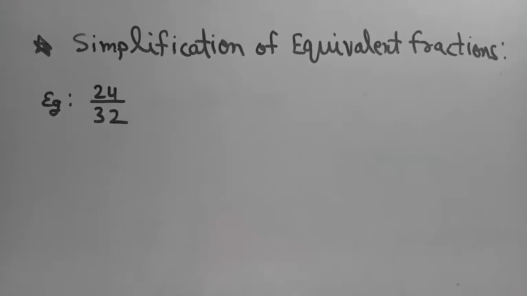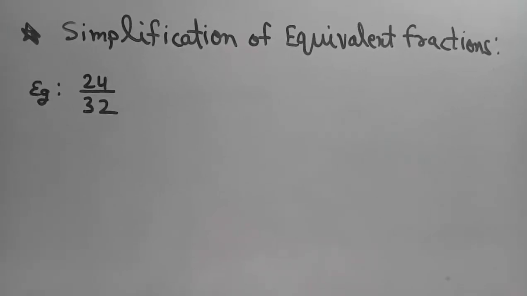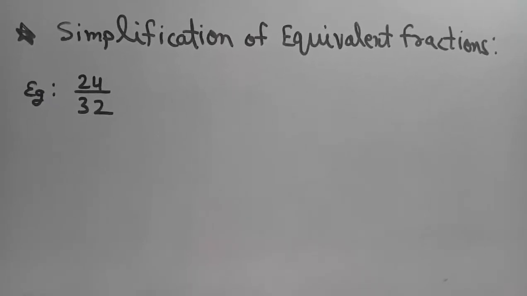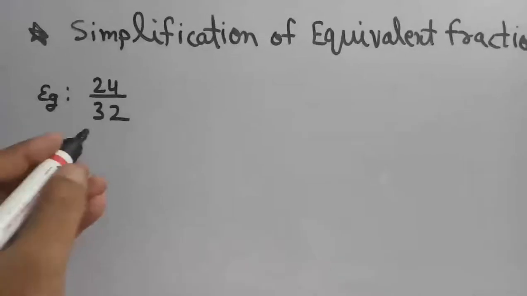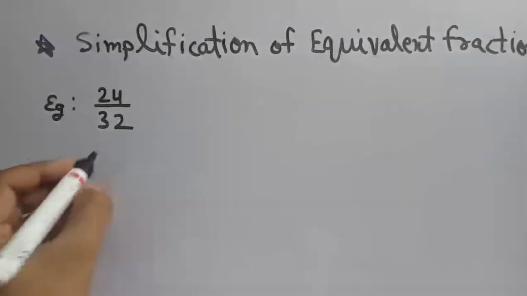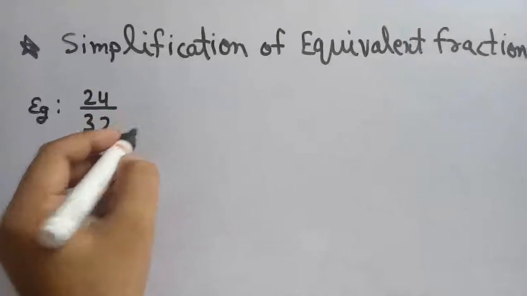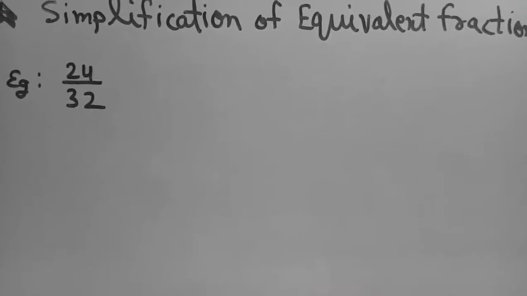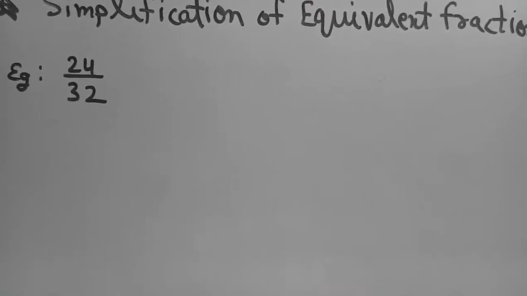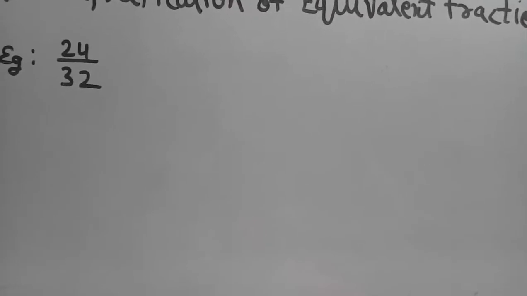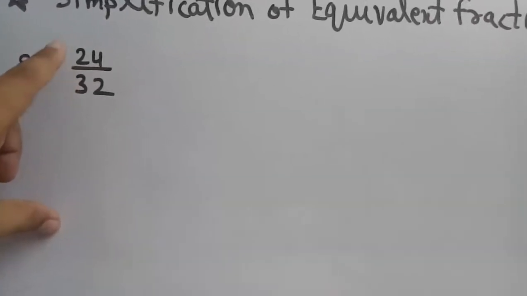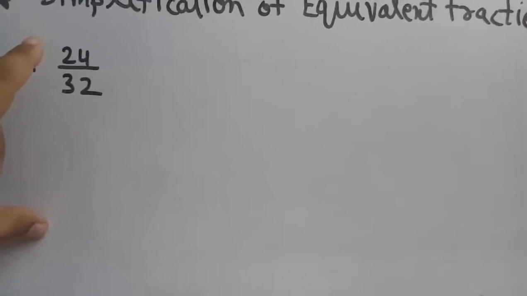So student, the next part of equivalent fractions is simplification. How will you simplify the given equivalent fraction? For example, 24 upon 32. I repeat once again, simplification means the standard form of a fraction, representing it in its simplest form. The fraction is said to be in its simplest form when the common factor of numerator and denominator of the fraction is 1. This is the simplest form.